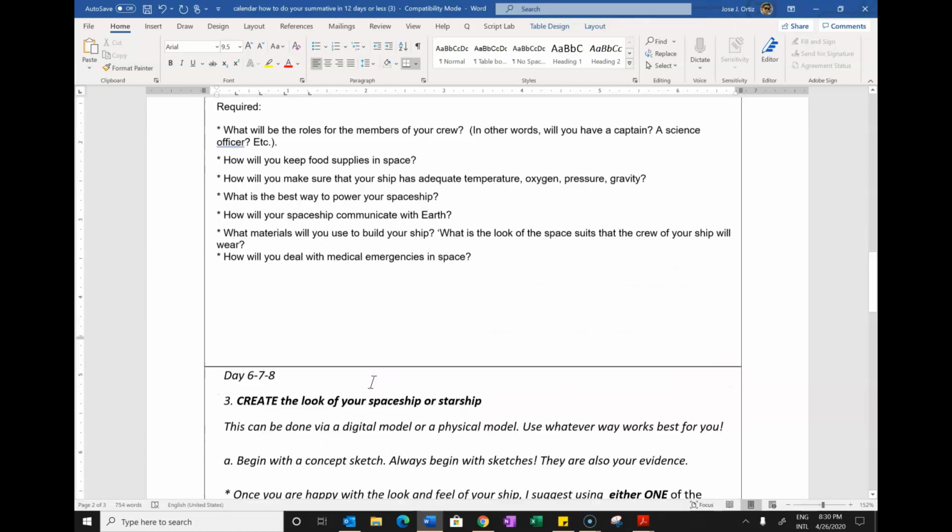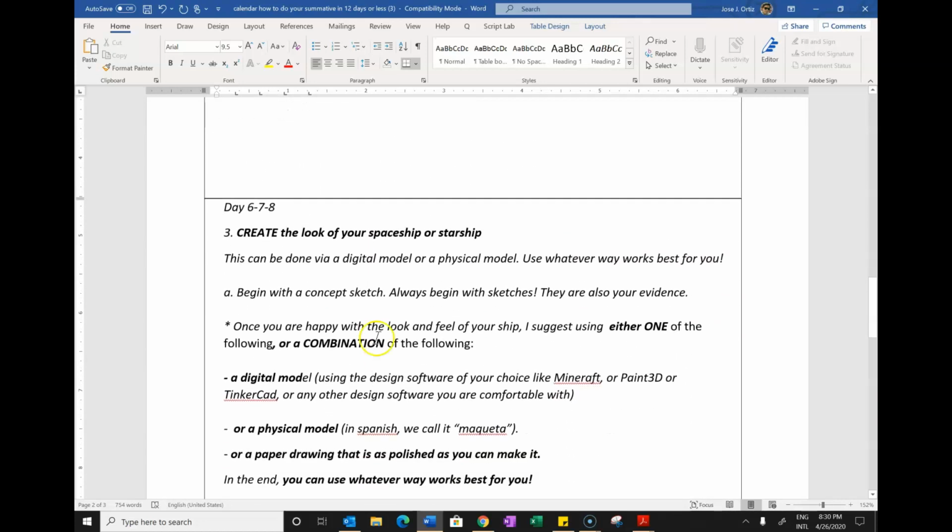Okay, moving on. The next task. Now you're going to work on the look of your ship, spaceship or starship. They're synonymous terms, but if you want to do the research as to what is the difference, if any, feel free to do so. Now, when you create the look of your ship, you can do this via a digital model or a physical model. You can use whatever way works best for you.